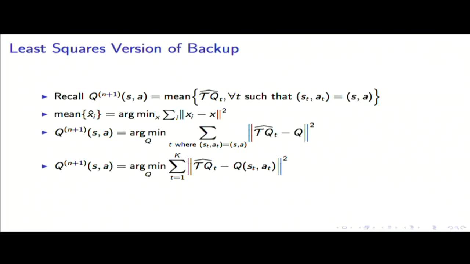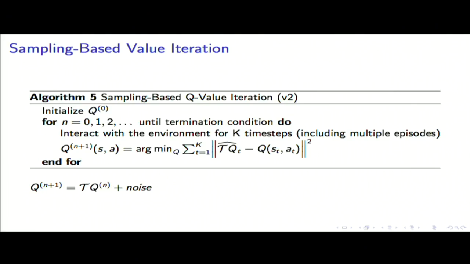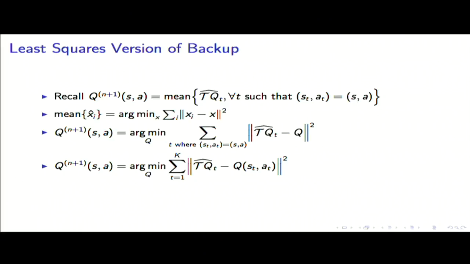And similarly, we can write down the update to the whole Q function. So we can write down the new Q function as just the argmin over all Q functions of the sum of squared errors of the estimator of the backed up Q value minus our Q value. So we're trying to find the Q function that minimizes the squared error to all the backed up Q values.